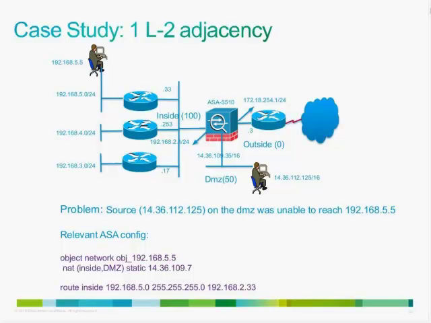So the problem here, what is the problem? The guy sitting on the DMZ, 14.36.112.125, is unable to reach 192.168.5.5. So obviously he's going from a lower security to a higher security. So we need proper static translation configured for this DMZ host to be able to reach the inside host. Well, the relevant ASA config is there, as you can see. The object for 192.168.5.5 statically mapped to 14.36.109.7 is there. And the route is there as well. All right. So what seems to be the problem?